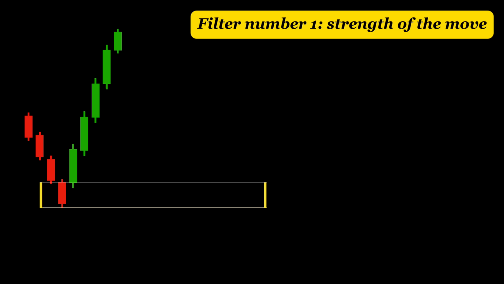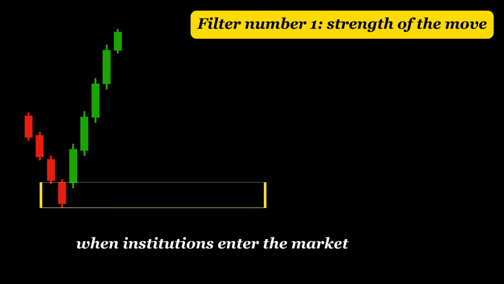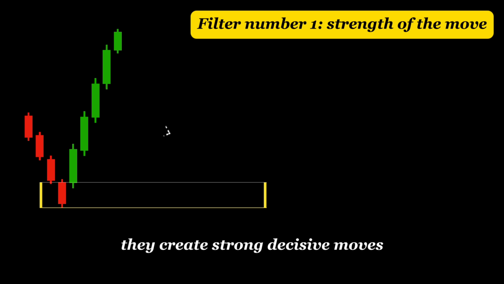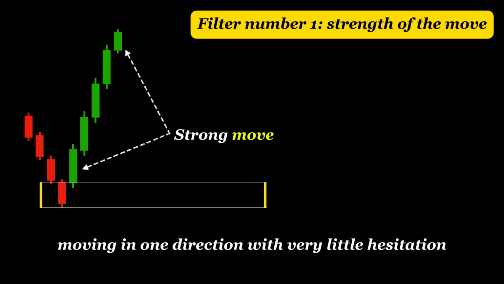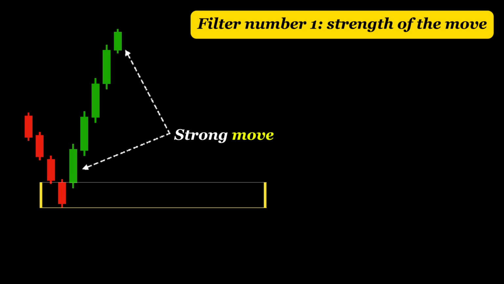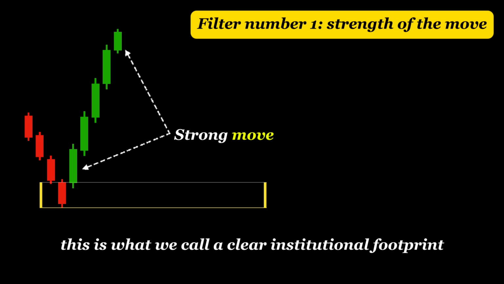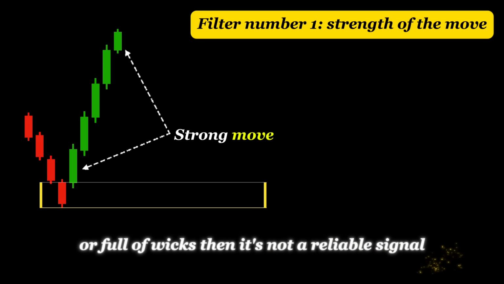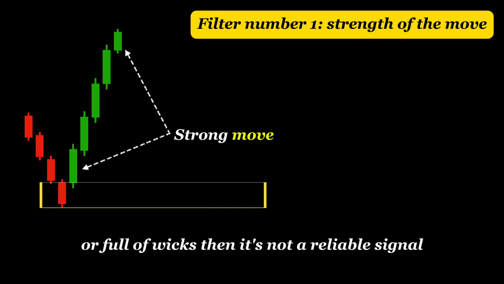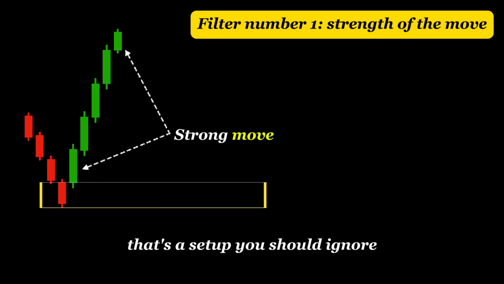Filter number 1, strength of the move. When institutions enter the market, they create strong, decisive moves. You will notice large candles moving in one direction with very little hesitation. This is what we call a clear institutional footprint. But if the move is weak, inconsistent, or full of wicks, then it's not a reliable signal. That's a setup you should ignore.